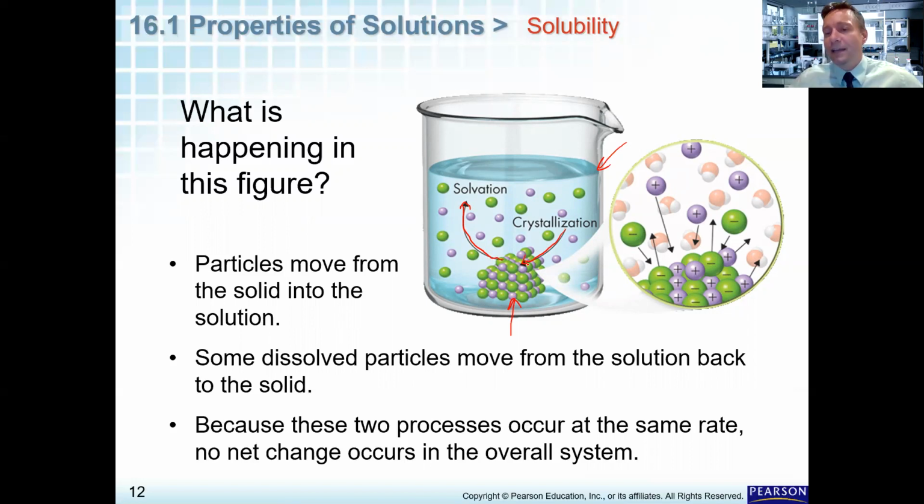So equilibrium is not static. Static meaning that no more dissolves and no more crystallizes. There's no hard and fast rule on that. It's called dynamic. So as some dissolves, what's in solution will crystallize. It just stays at that. So the net amount dissolving cannot increase. Whatever is dissolving, some other is crystallizing. That's what this is signifying right here. Particles move from the solid into solvation and then into the solution. Some dissolved particles move from the solution back to the solid, and that is what equilibrium is.